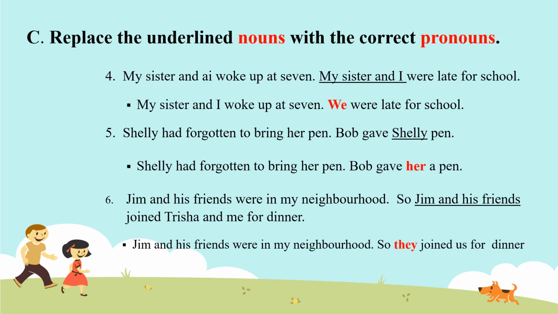Next, my sister and I woke up at 7. My sister and I were late for school. Here we have to replace my sister and I. There are two members, so we can use we instead of my sister and I. So the answer becomes: My sister and I woke up at 7. We were late for school.